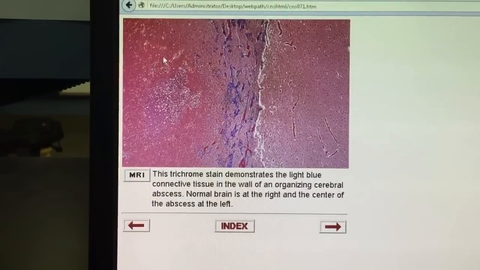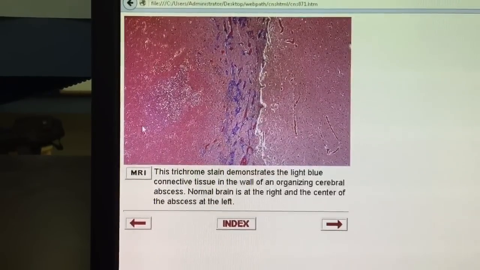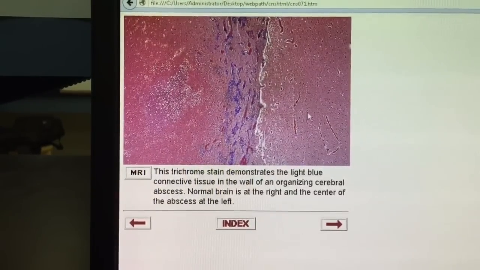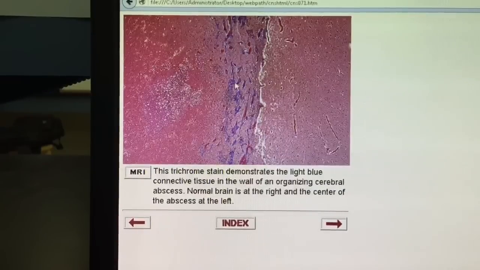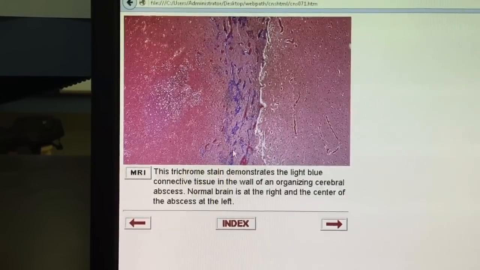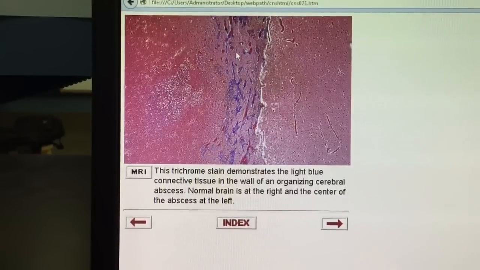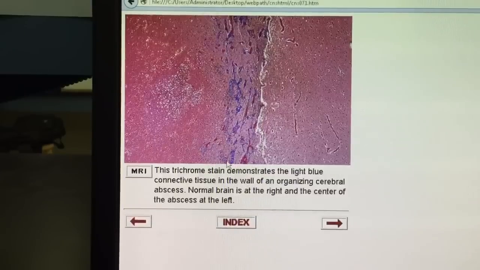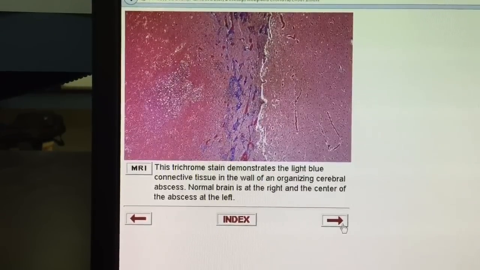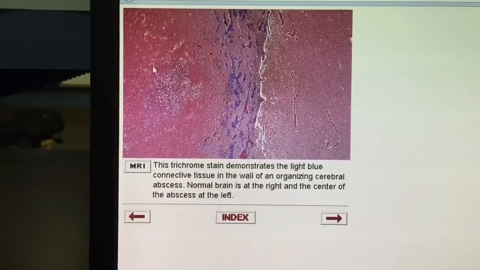How can we see the abscess? Again, this is an organizing abscess under the microscope. This is the normal brain tissue, and this one is connective tissue. The blue color is due to trichrome staining, a special stain. This is an organizing abscess.